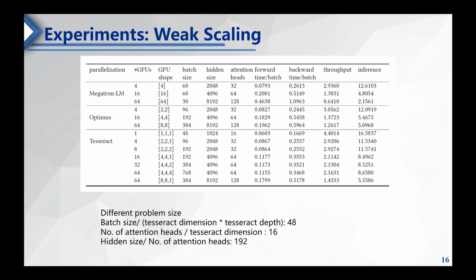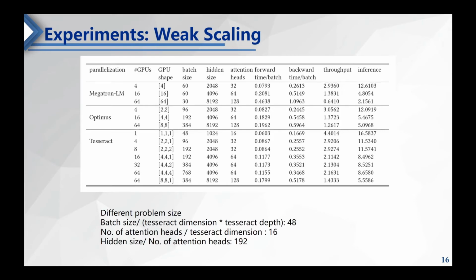For inference, Tesseract reached a maximum of 4.01 times the inference compared to Megatron and 1.69 times the inference compared to Optimus. This result supports that our Tesseract provides better utilization of GPU servers compared to other tensor parallelism.